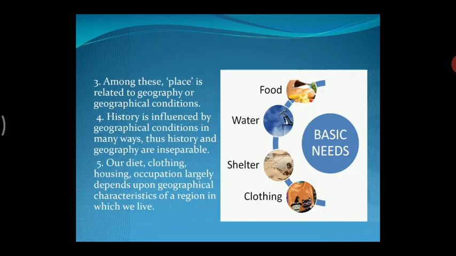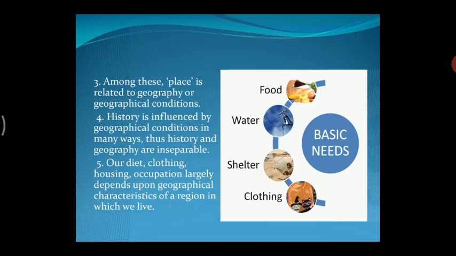We'll go to the next slide. Third point: among these, place is related to geography or geographical condition. Place means in which place you live. For example, you live in a society, your building is in a particular place, for example, in Borivali. So it belongs to a particular place.